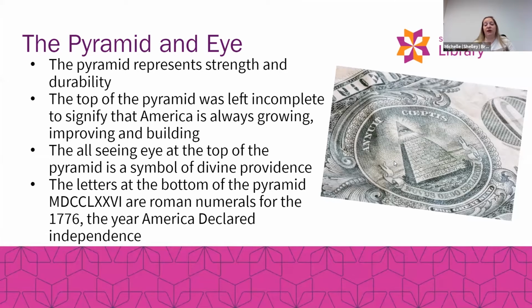And that actually signified that the United States were always growing and improving and building. We were always working to be better and to expand and keep growing. And then there's the eye up at the top of the pyramid. I always thought that was the top of the pyramid. I didn't know why it was separated, but I thought that was the top. But apparently it's not even the top. It's just an eye up there.